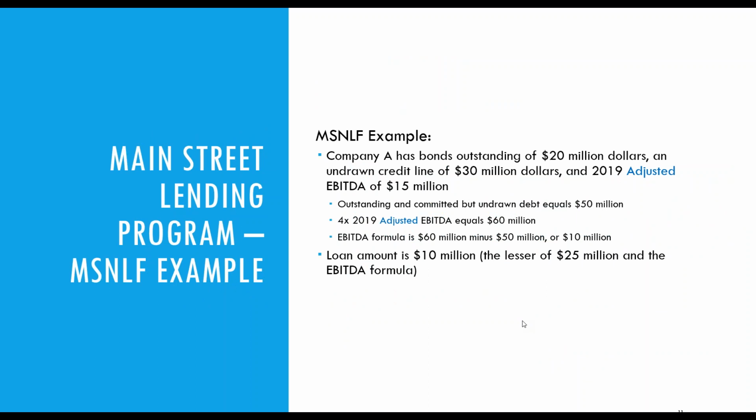Sure, thanks, John. I do think it's helpful to put some numbers to the example to illustrate how the program works in practice. In the new loan facility example, let's say Company A has bonds outstanding of $20 million, an undrawn credit line of $30 million, and 2019 adjusted EBITDA of $15 million. Therefore, the outstanding, committed but undrawn and available debt equals $50 million. 4 times 2019 adjusted EBITDA would be $60 million. And so the EBITDA formula yields $10 million, which is the 60 million minus 50 million. The loan amount then is the lesser of 25 million and the EBITDA formula, which yields $10 million.